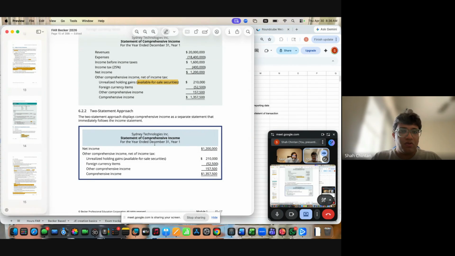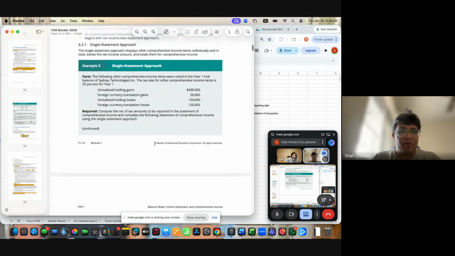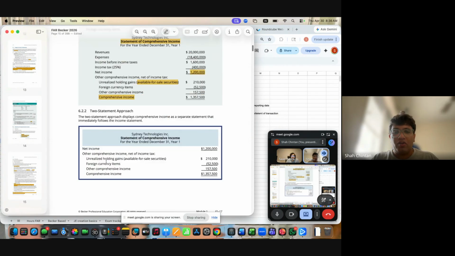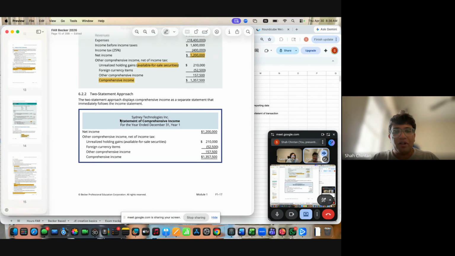So let's see again. This is a single statement approach. So what they have done, they have calculated net income first, and net income के बाद उन्होंने तुरंत OCI दिखाया है. So this is called a statement of comprehensive income. So if you see the header, statement of comprehensive income, जिसके दो पार्ट है, net income plus OCI. अगर आप statements को अलग अलग करते हो, so the first statement comes statement of your income, which is the income statement, जहां पर आप end करते हो net income पे.